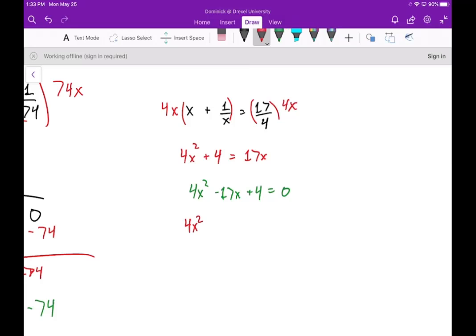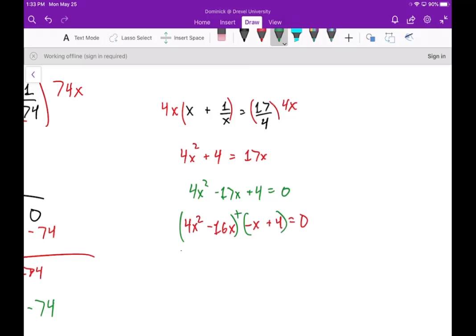This is 4x squared minus 16x minus x plus 4, right? Because if you do 4 times 4, you're going to get a 16. If you do negative 16 times negative 1, you will get 16. If you add them, you get negative 17.